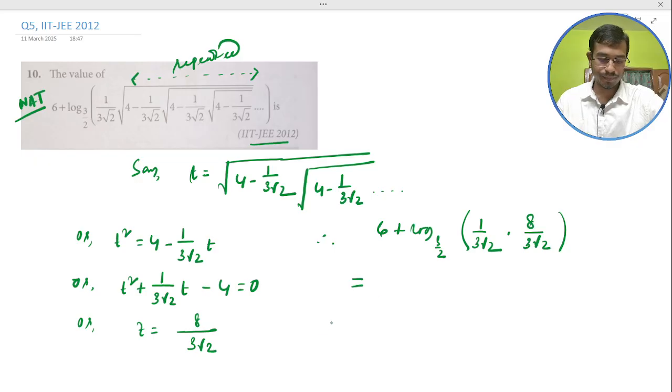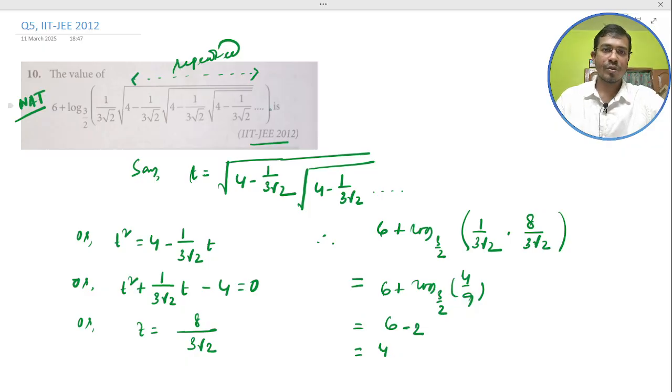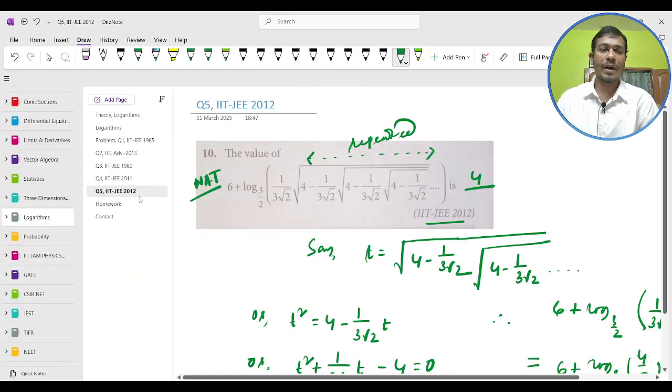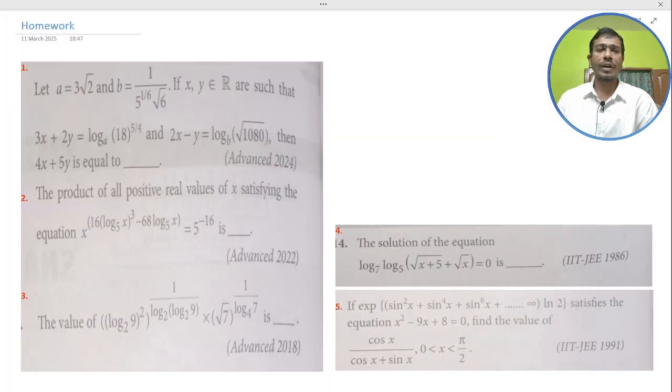This is equal to 6 plus log 3 by 2 to the base 4 by 9. Okay, that is 6, this would become 2 by 3 whole square, that means this should vanish. 6 minus 2, this is equal to 4. So 4 should be the correct answer. In the fill in the blanks, you have to write the answer 4. So let us cover the 10 important questions from logarithm.